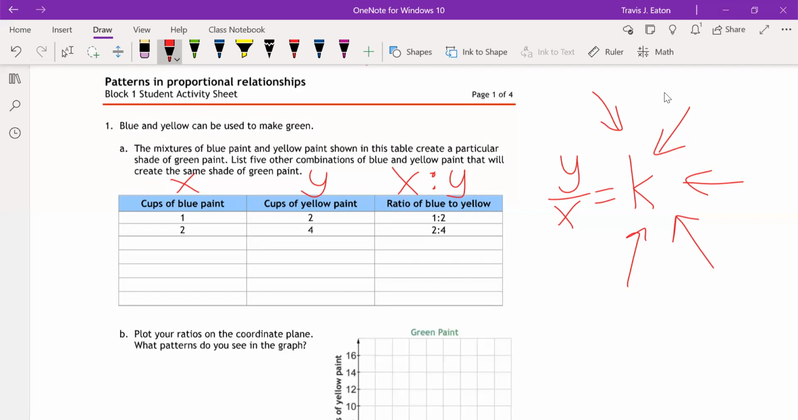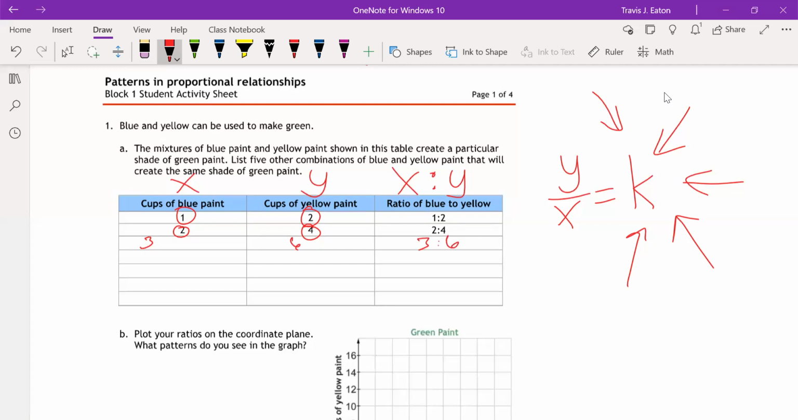Now it says here, if we have 1 cup of blue paint, that would require 2 cups of yellow paint, giving us a ratio of 1 to 2. Okay, that makes sense. X is 1, Y is 2, a ratio of 1 to 2. All right. And then we have the next one, we have 2 cups of blue paint. There are 4 cups of yellow paint that we would need, and giving us a ratio of 2 to 4. Now, if we use 3 cups of blue paint, how much yellow paint would we need? Well, I would say that in this case, we would need 6 cups of yellow paint. And that would give us a ratio of 3 to 6.